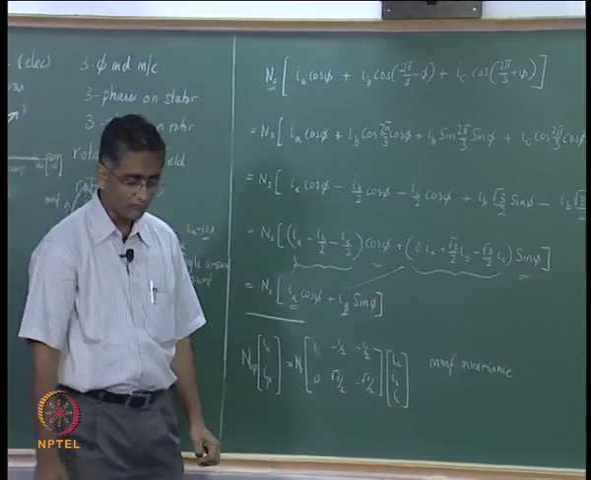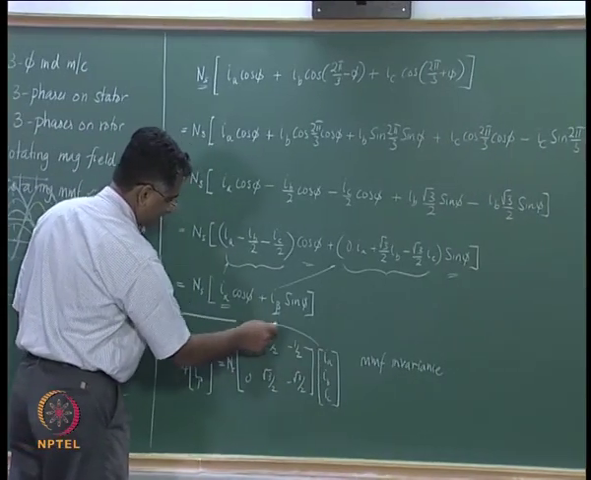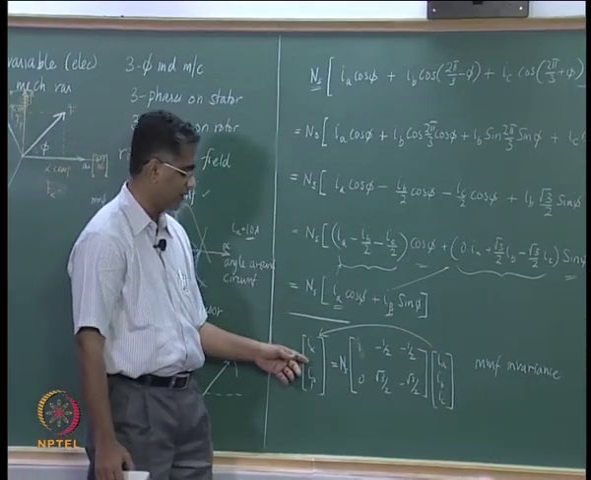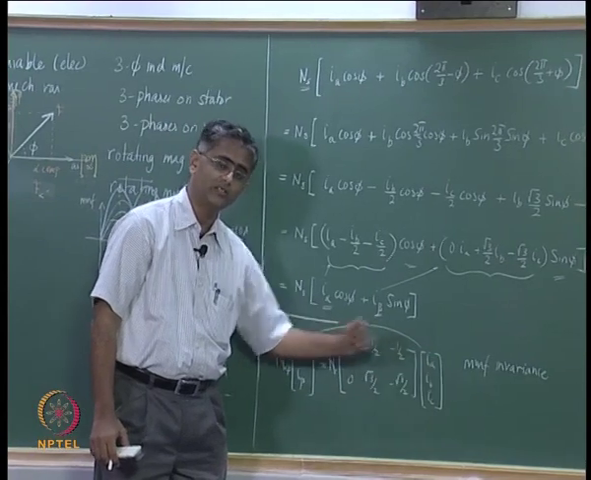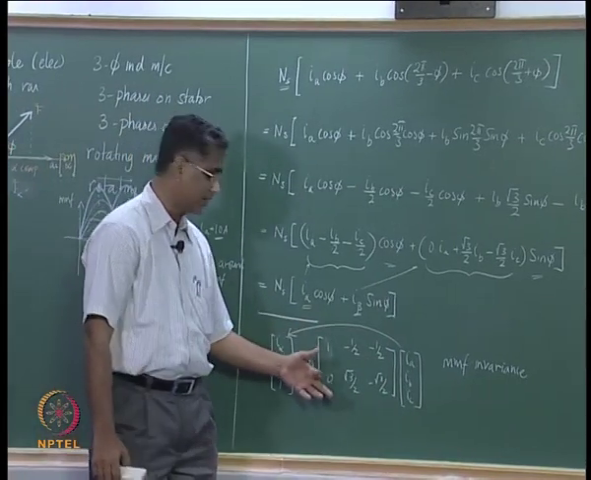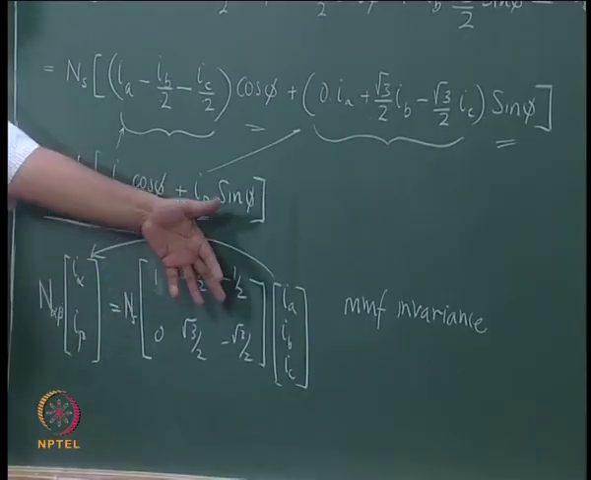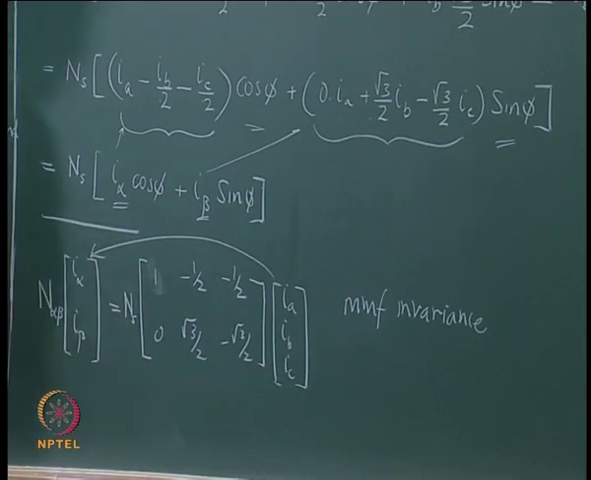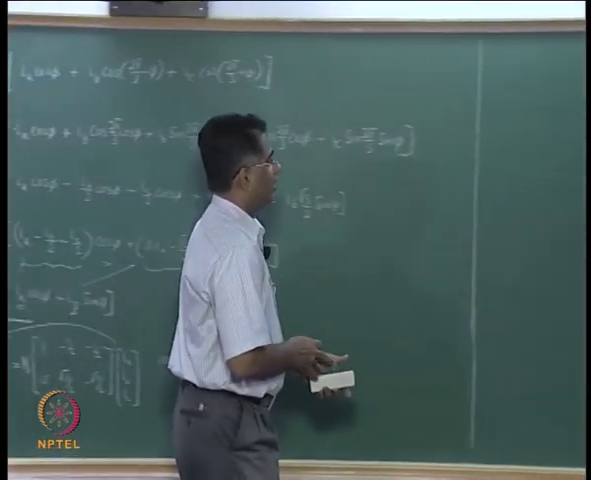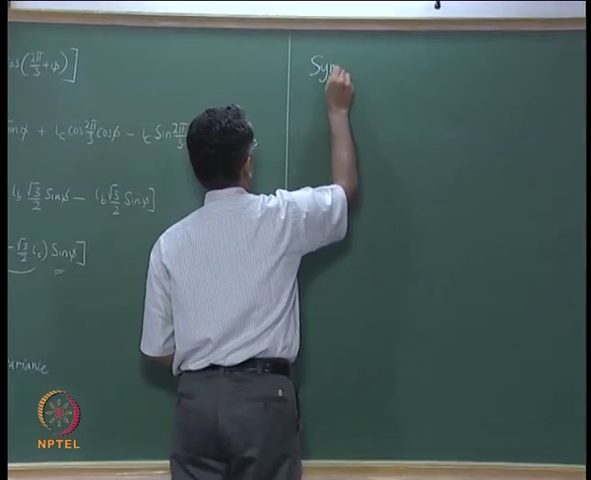But you can at once see that you can go from IA, IB, IC to I alpha, I beta by these equations, whereas you cannot go from I alpha, I beta to IA, IB, IC easily, because this is not a square matrix. If you have a square matrix, then you can easily invert it, and then you can get IA, IB, IC from I alpha, I beta, but this is not square. So how does one solve this issue? Now you would know, definitely you would have heard of something called symmetrical components.